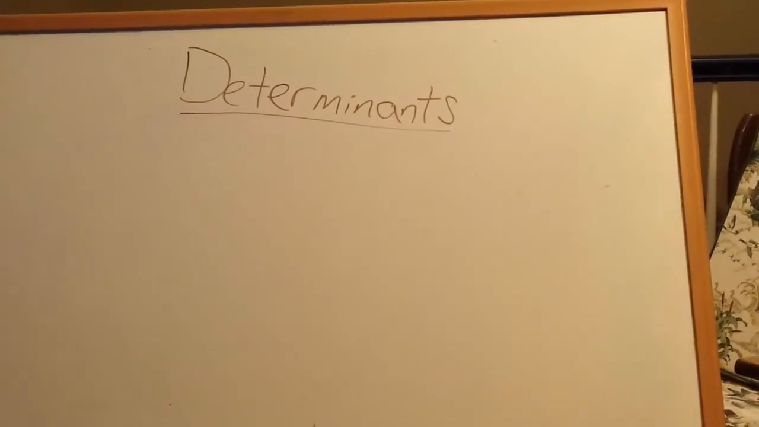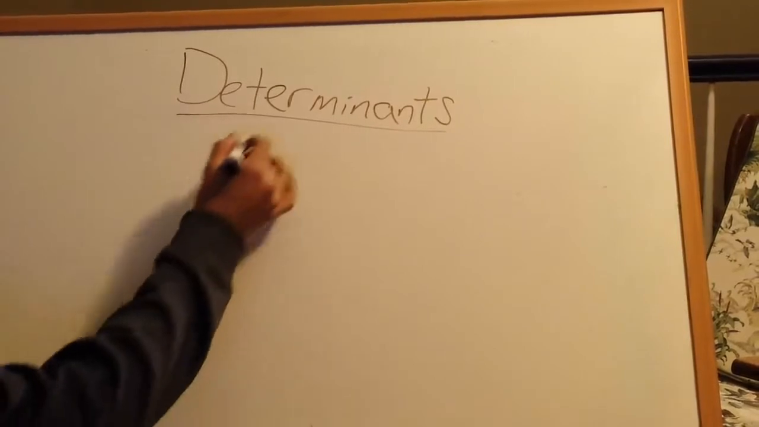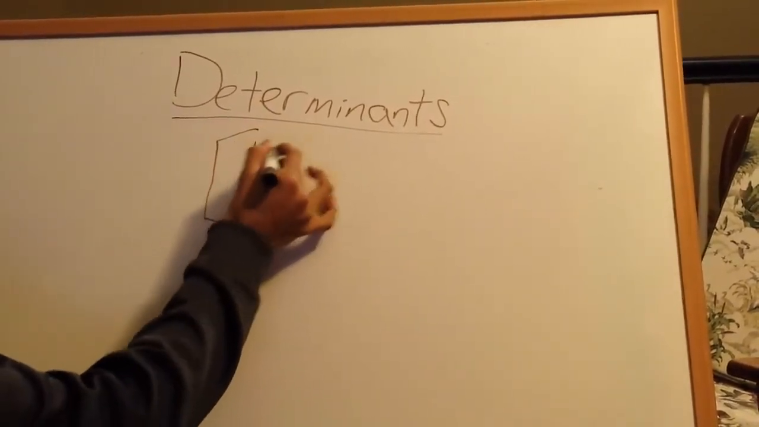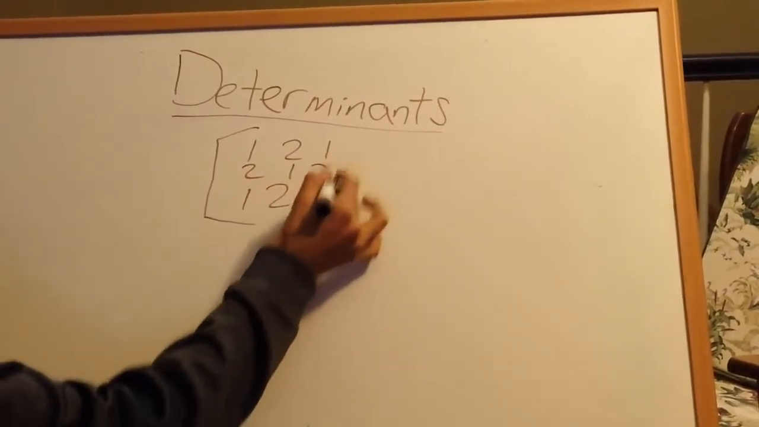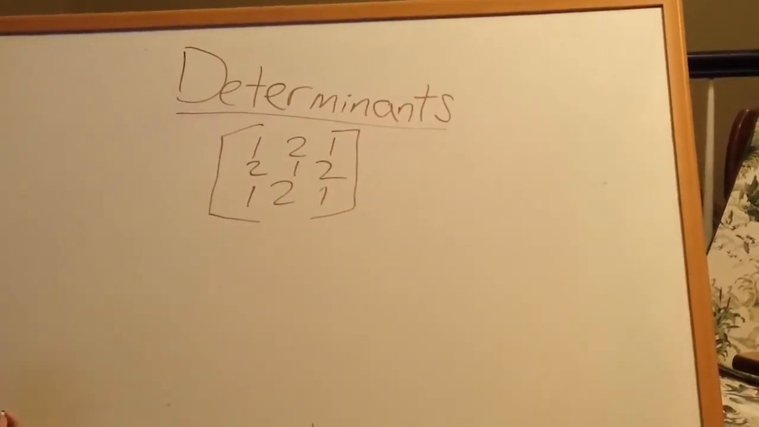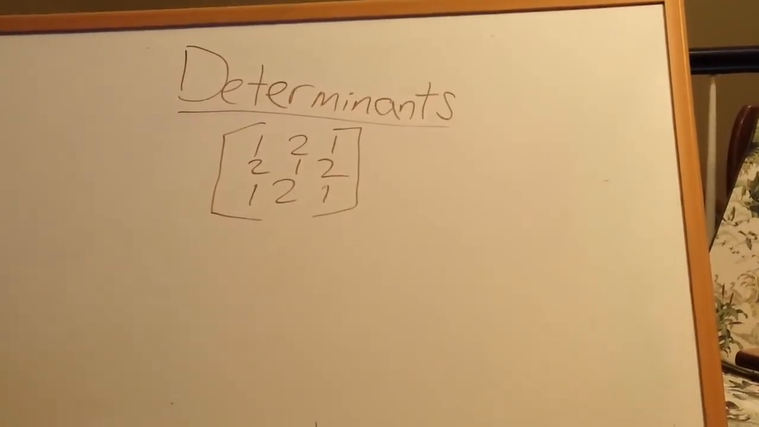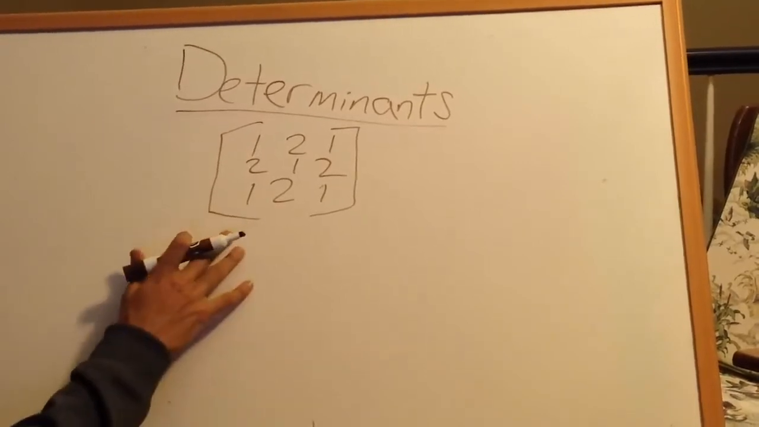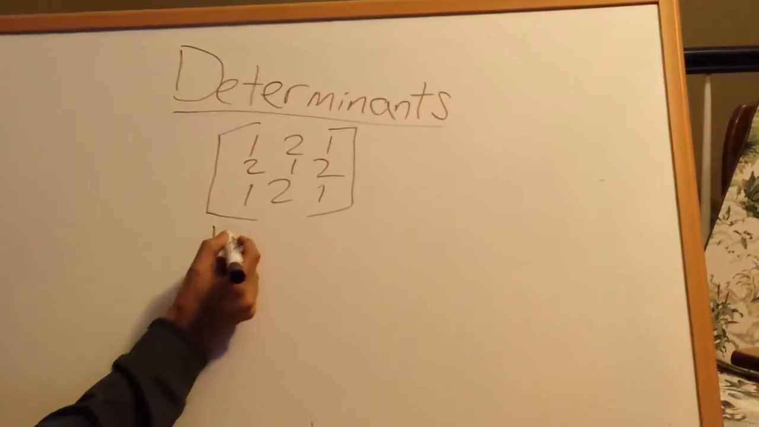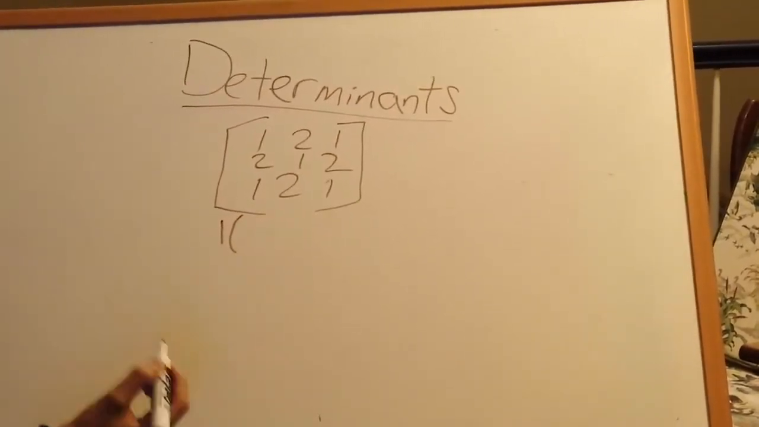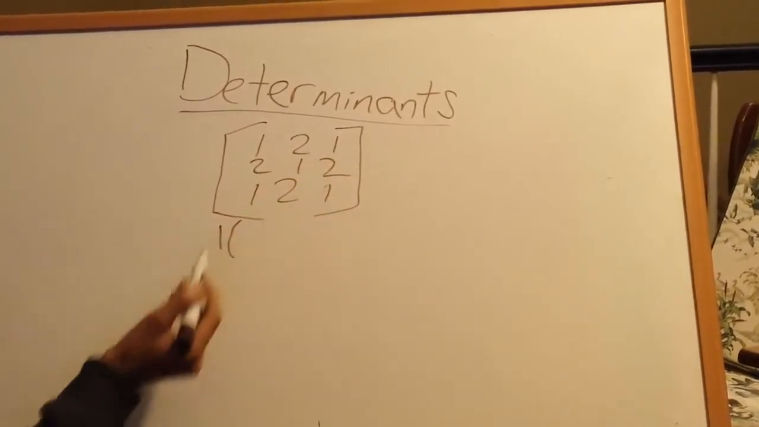Three by 3 matrices are a bit of a hassle. To find the determinant of a 3 by 3 matrix, such as this matrix, the best way to explain this is to use an example. So to find the determinant of this matrix, we will first take the number in the top left corner, 1, and multiply it by the quantity of the determinant of this submatrix here, 1, 2, 2, 1.